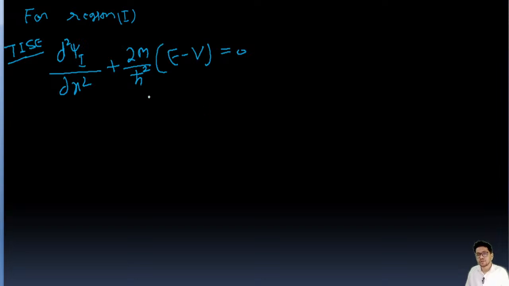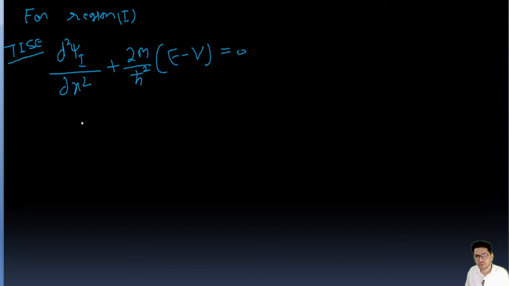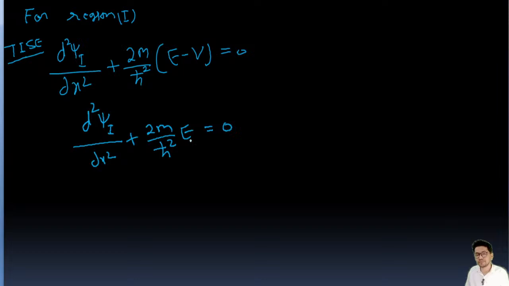Now in this case, V is defined, right? For region first, V is 0, because for x less than 0, the value of V is 0. The potential is defined like this. So in that case, the Schrodinger equation is going to be d square psi 1 upon dx square plus 2m upon h cut square E equal to 0.